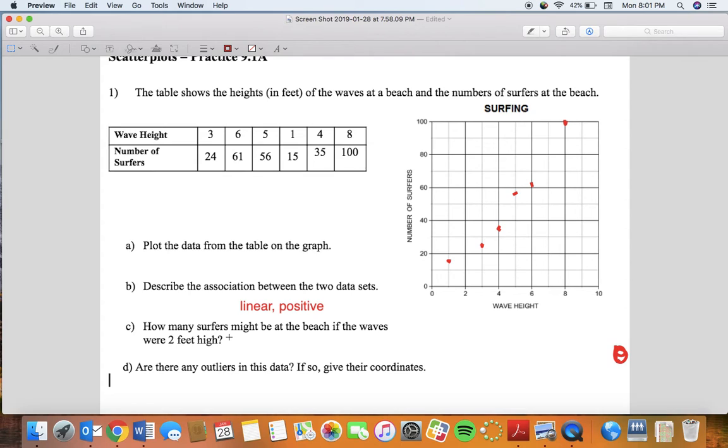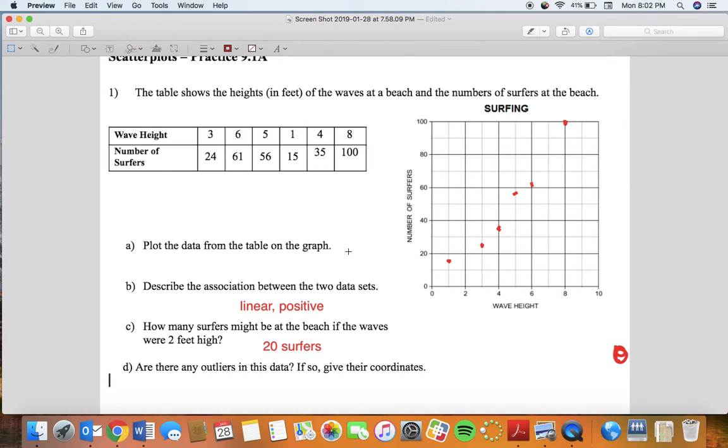All right, next, how many surfers might be at the beach if the waves were 2 feet high? So I am going to put another text box in. There we go. A 2 foot high wave. I'm looking at the wave height on the x-axis. 2 feet is right here. I'm going to guess it's somewhere between this 15 and this 24. So my best guess would be right at 20. You might say 19, you might say 21, something like that. And then my units on here, there's 20 surfers.